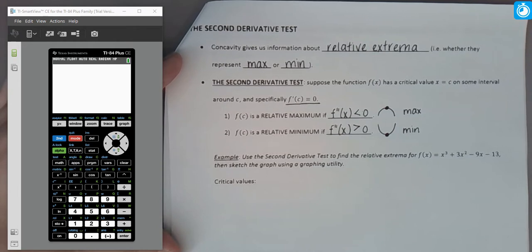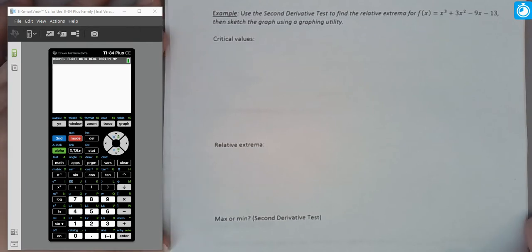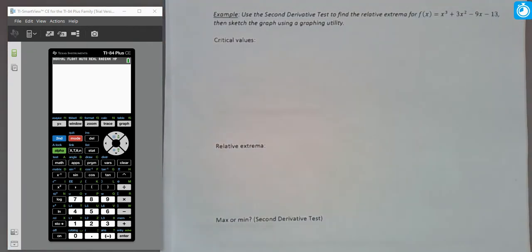So again, we'll find the critical values the same way we did before using the first derivative, but now we're going to classify them using the second derivative. Okay. So we want to use the second derivative test to find all of the relative extrema, in other words, maximum and minimum values, for the function f of x is equal to x cubed plus 3x squared minus 9x minus 13. And then again, we want to sketch the graph using our graphing calculator.